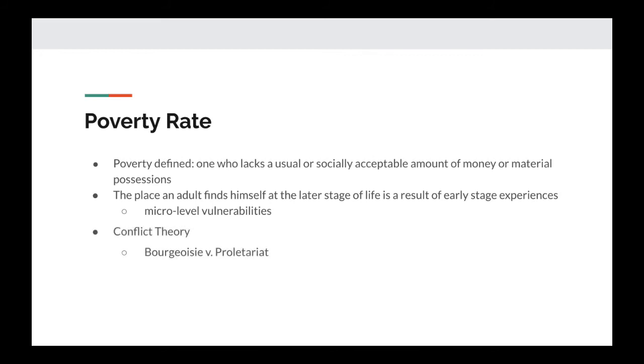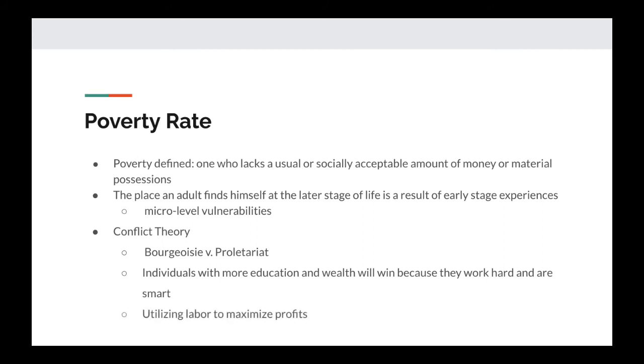We have Karl Marx's conflict theory, which discusses the bourgeoisie versus the proletariat. The bourgeoisie are the wealthier, more educated group of people, while the proletariat are going to be your working class, your less educated. So those with a higher education and wealth, they're going to win because they work harder and they have the education to get them further in life. They're also going to be using the proletariat to continue to help themselves grow by utilizing the labor to maximize their own profits.